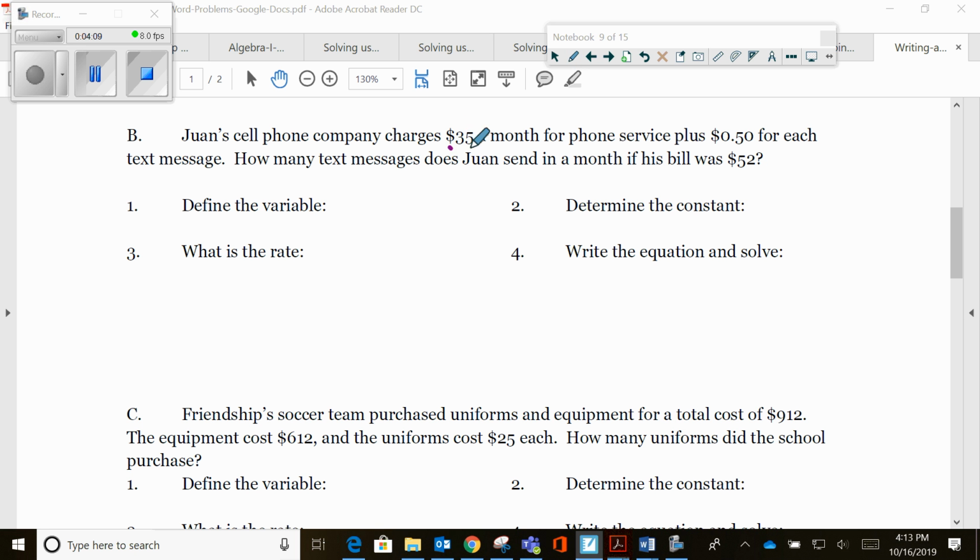So first we're going to circle our numbers. We have our 35, our 50 cents, and our $52. Now we're going to underline our math vocabulary, so that's a charge. That's that one-time charge. Each, that's the key for our rate. So for each text message, and our total is going to tell us our total. So each is multiplication, and then that charge is going to be your constant there.